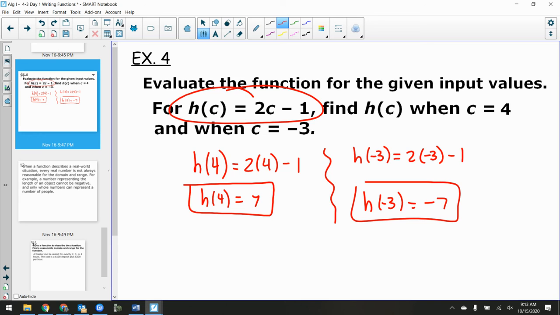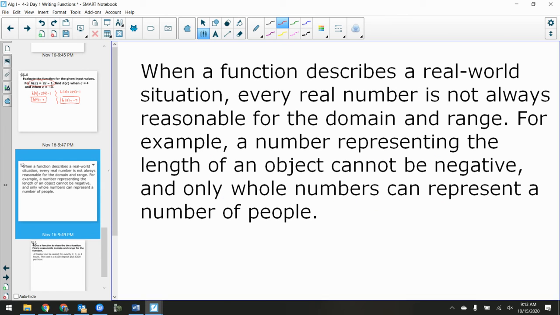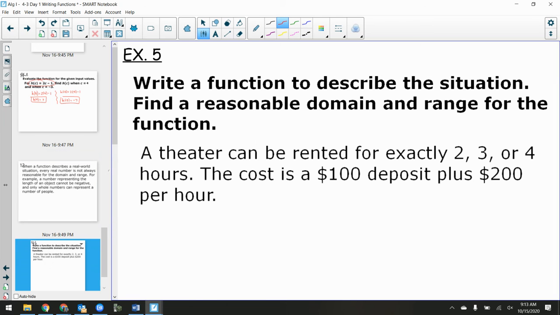Okay. All right, questions about that? That's just a special type of notation for functions. Again, like I said a second ago, when a function describes a real-world situation, every real number is not always reasonable for the domain and range. For example, a number representing the length of an object cannot be negative, and only whole numbers can represent number of people. So it says write a function to describe the situation, like we just did, and then find a reasonable domain and range.